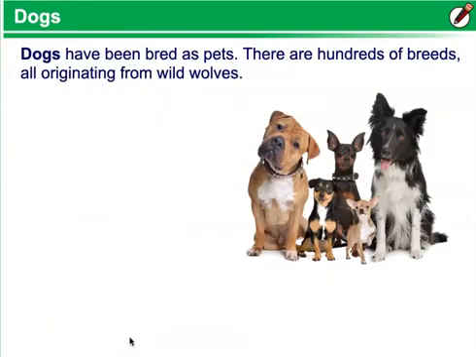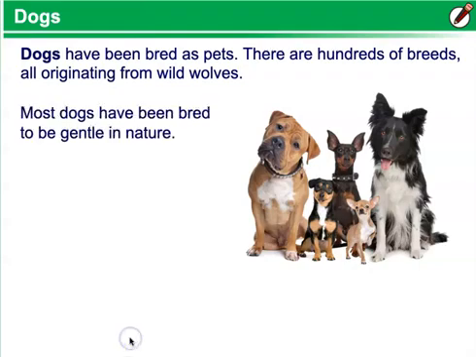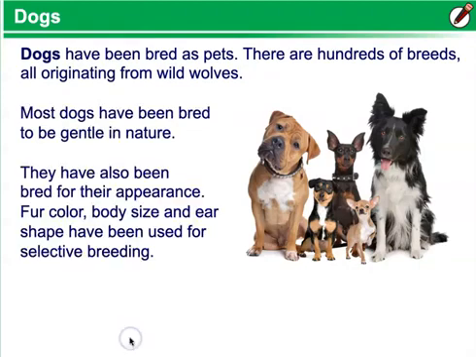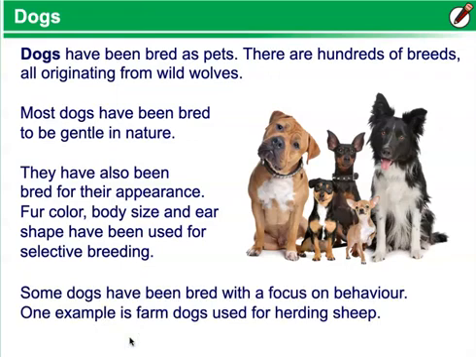Dogs. Dogs have been bred as pets. There are hundreds of breeds, all originating from wild wolves. Most dogs have been bred to be gentle in nature. They have also been bred for appearance. Fur color, body size, and ear shape have been used for selective breeding. Some dogs have been bred with a focus on behavior. For example, farm dogs are used for herding sheep.